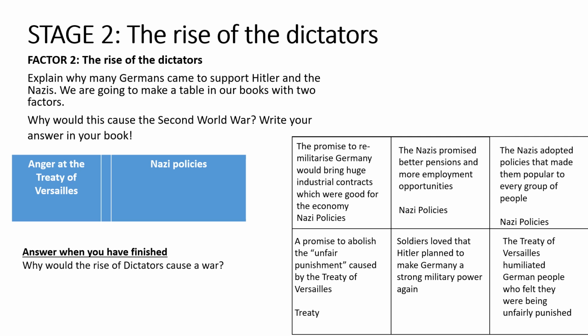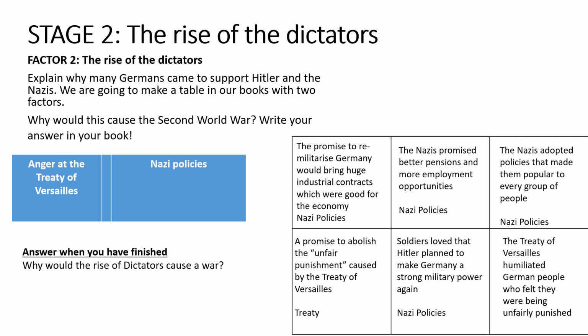Number 4 is about the treaty. So well done if you got that. He promised to abolish the unfair punishment caused by the treaty. So this was really attractive for many people because German people felt really upset about the treaty and felt like it treated them unfairly. So Hitler saying that he is going to abolish it was really attractive for people.